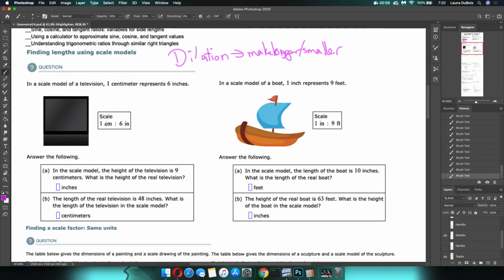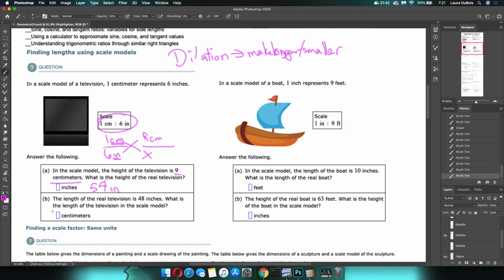In a scale model, they tend to tell you right off the bat, it is 1 centimeter to 1 inch. You want to keep your units of measure in your fractions so that you can match accordingly, because matching is a big thing. In the scale model, the height of the TV is 9 centimeters. Since we're playing a matching game, you leave it up top, and the unknown goes over here. So it's 1 centimeter to 6 inches. Cross multiply, so it's going to be 54 inches.